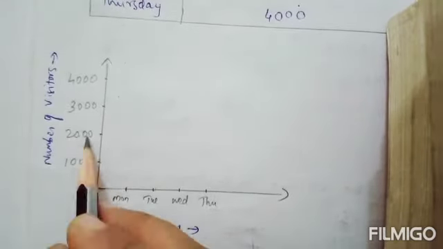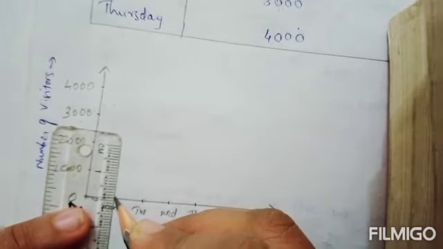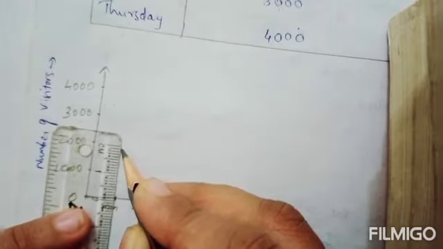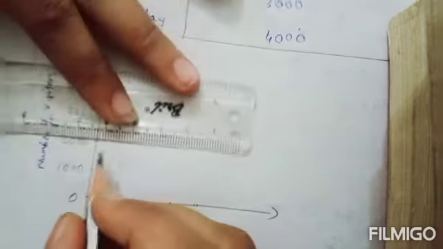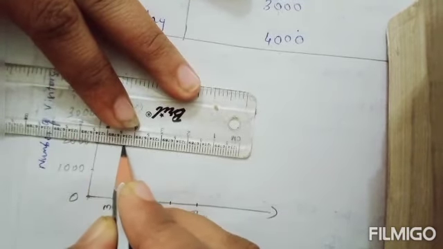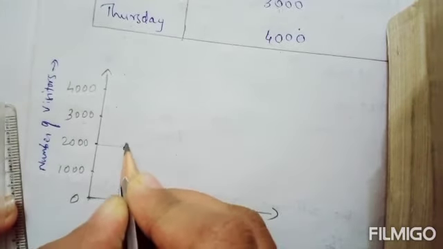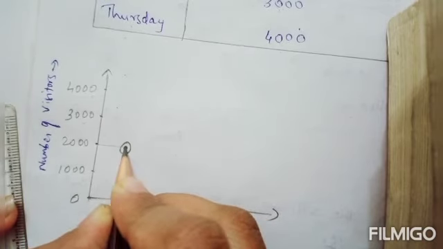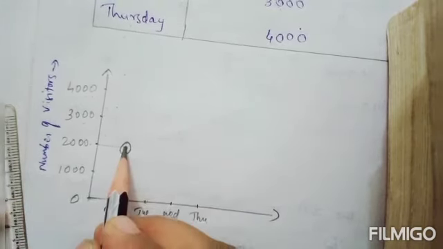Now you can mark Monday, 2000 visitors. So you can draw a straight line through Monday, like this. Now from 2000 you can draw a line to here. Now this point represents the number of visitors to a zoo on Monday. That is, on Monday, 2000 visitors. Like this you have to mark the point.